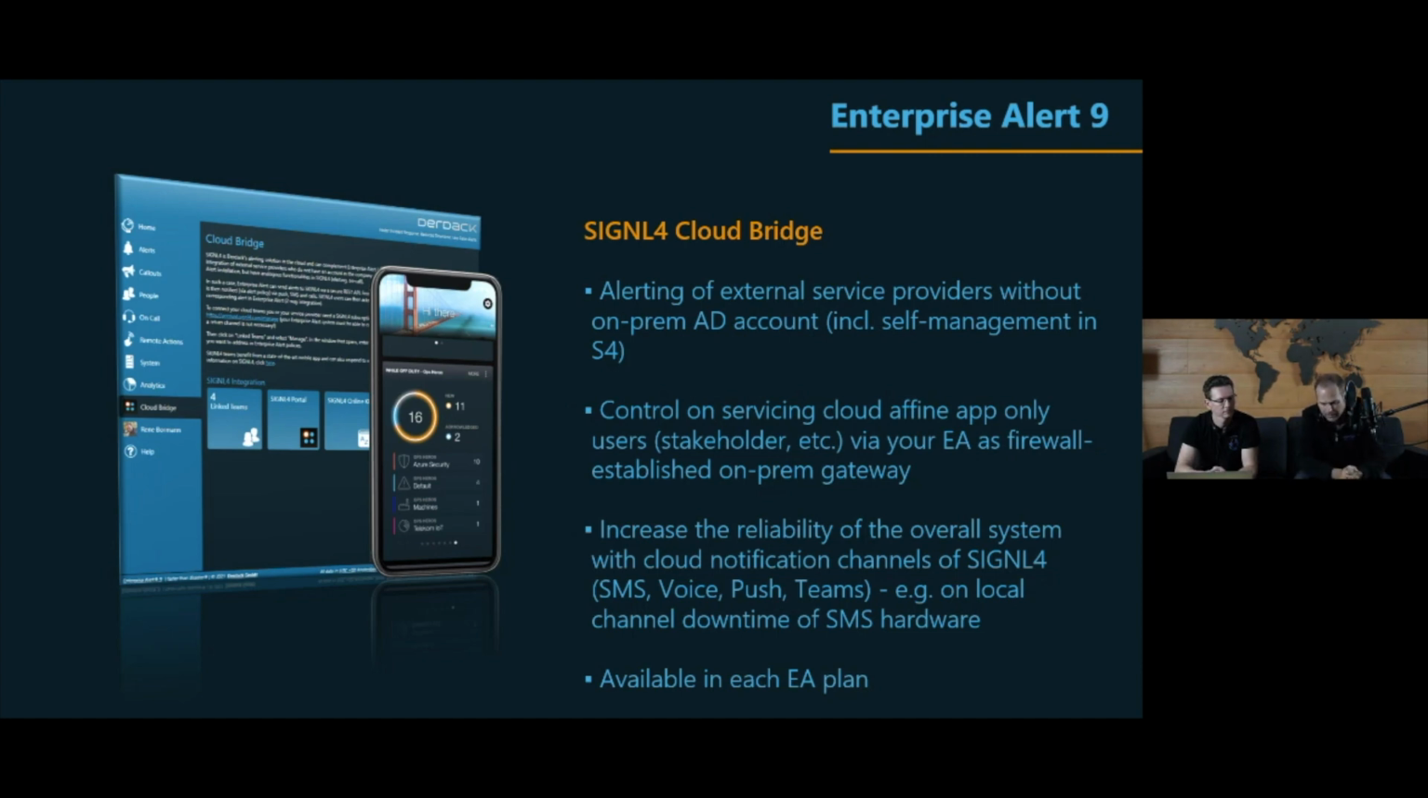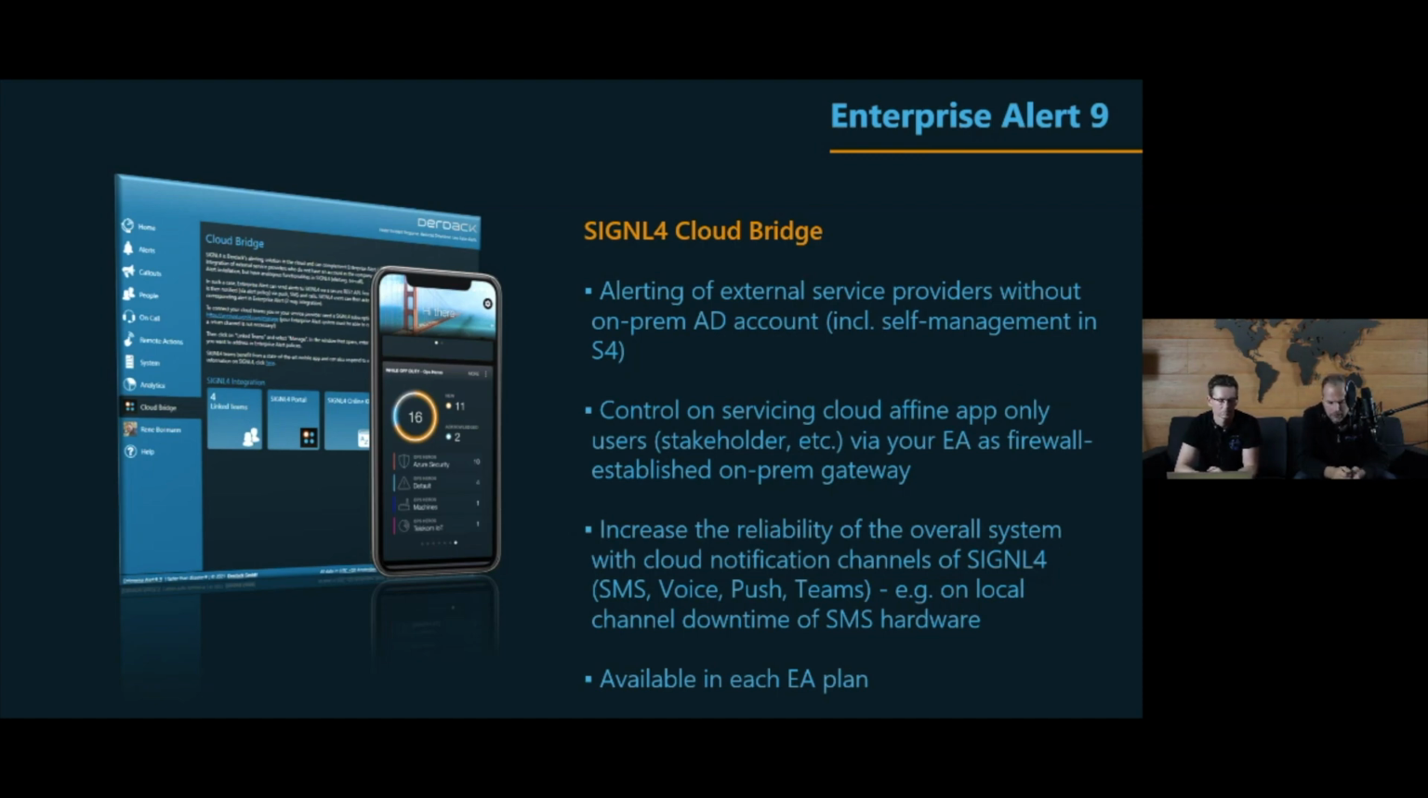Or if you have had difficulties deploying the Enterprise Alert mobile app for cloud-only users, maybe there were policies and you were not able yet to open your gates or whatever. Then what you can also get is a mechanism to address these folks using Signal 4, onboard them there, and through your EA instance as a well-established firewall system that can send data maybe to the cloud at least, they could use the S4 app and track alerts and incidents as well in that mobile app.